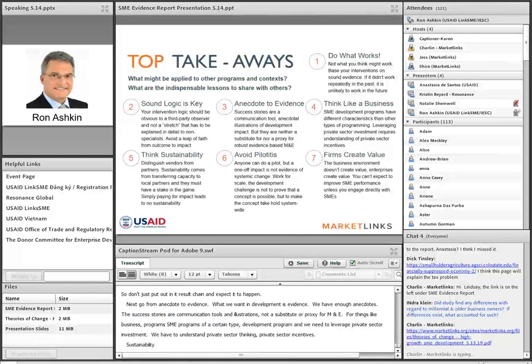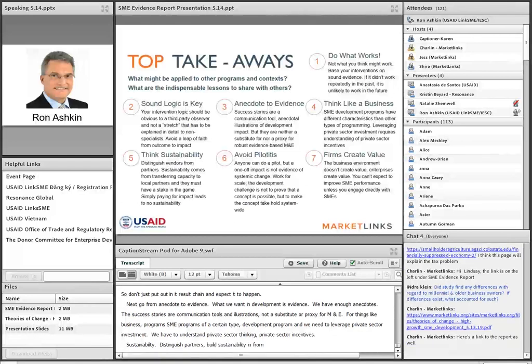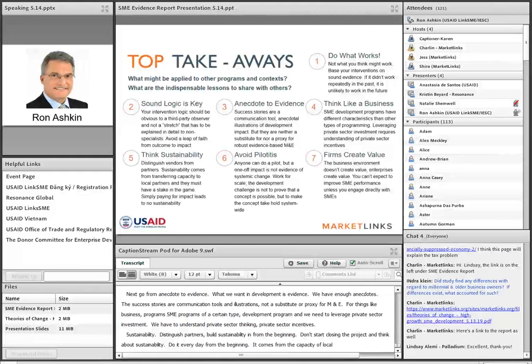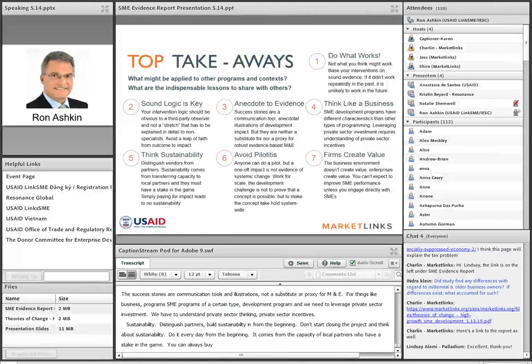Fifth, think sustainability. Distinguish your vendors and your partners. Build sustainability in from the beginning. Don't wait until you're about to close the project and think about a sustainability plan. Do it every day from the beginning. It comes from transferring capacity to local partners. They have to have a stake in the game. And you can always buy impact.